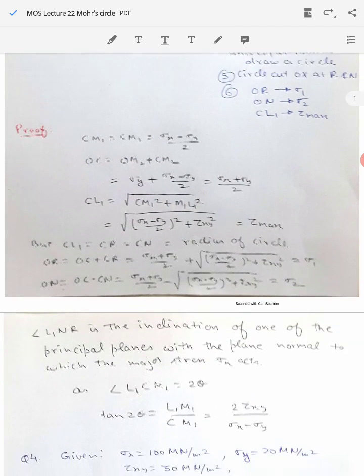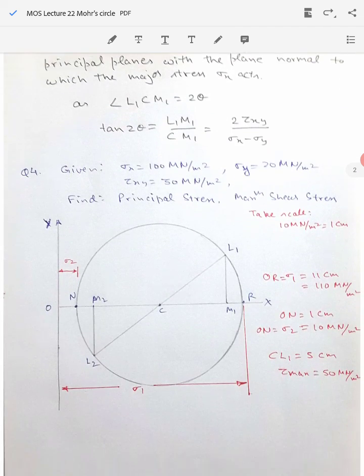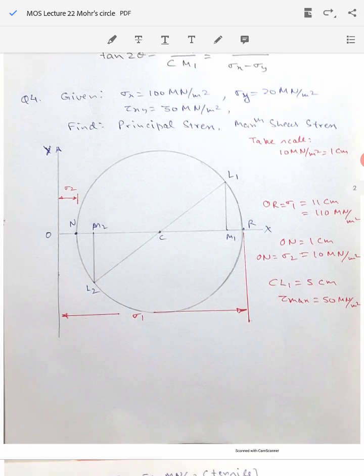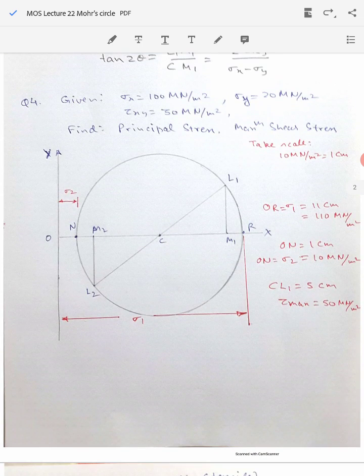And now let's look at some numericals and see how we can apply the Mohr circle to solve some problems. Let's start with a very simple problem, where we have been given the values of sigma x, sigma y and tau xy. You may be given a verbal description that a component is loaded with a stress of this magnitude in one direction and a stress of this magnitude in another direction. It is also simultaneously subjected to shear.